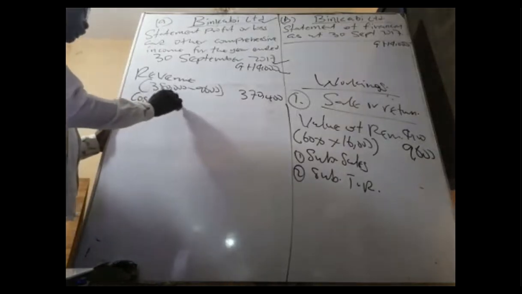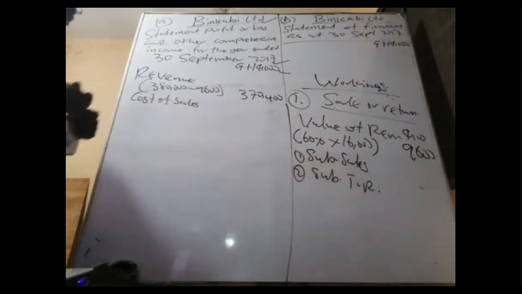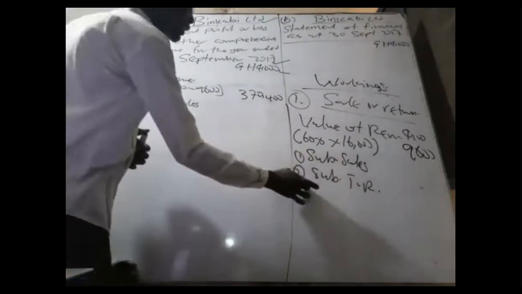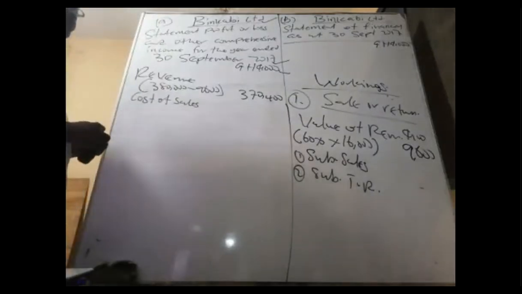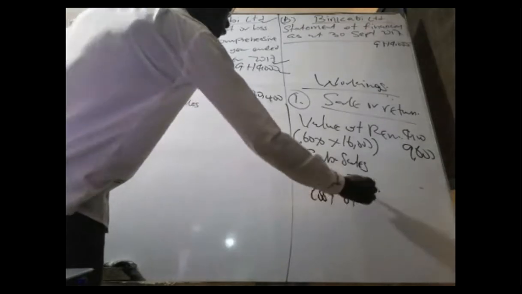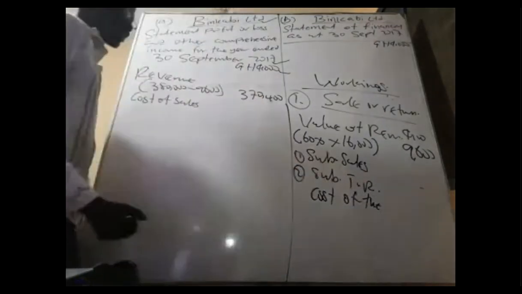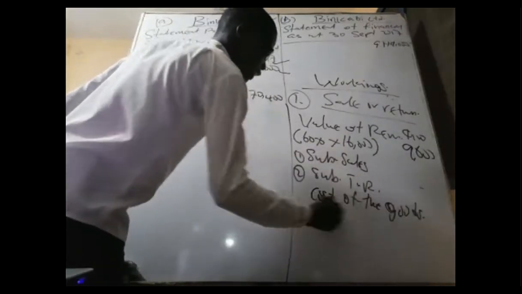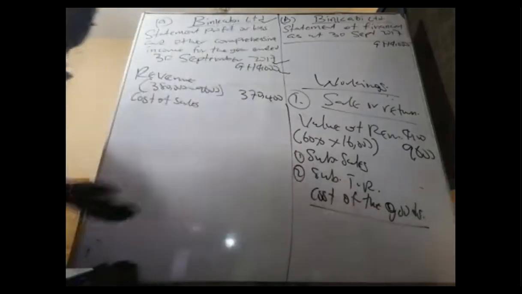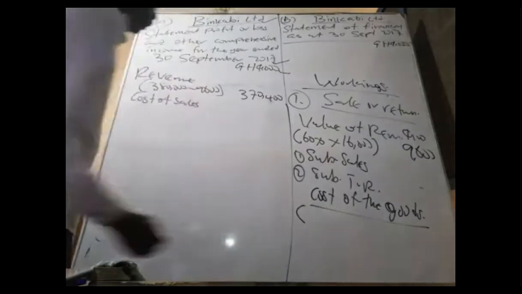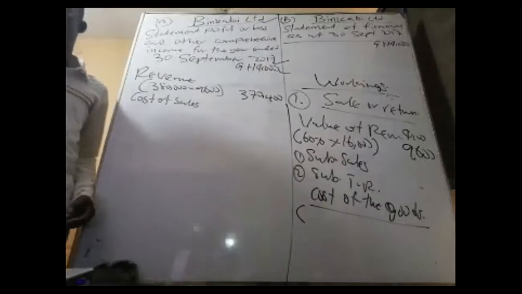For the cost of sales calculation, you cannot do it here. But here, the second aspect, third examiner, is the cost of these goods. What's the cost of the goods? How do you get the cost of these goods? Number one, calculate it: find the cost using the profit margin given to us in the question.